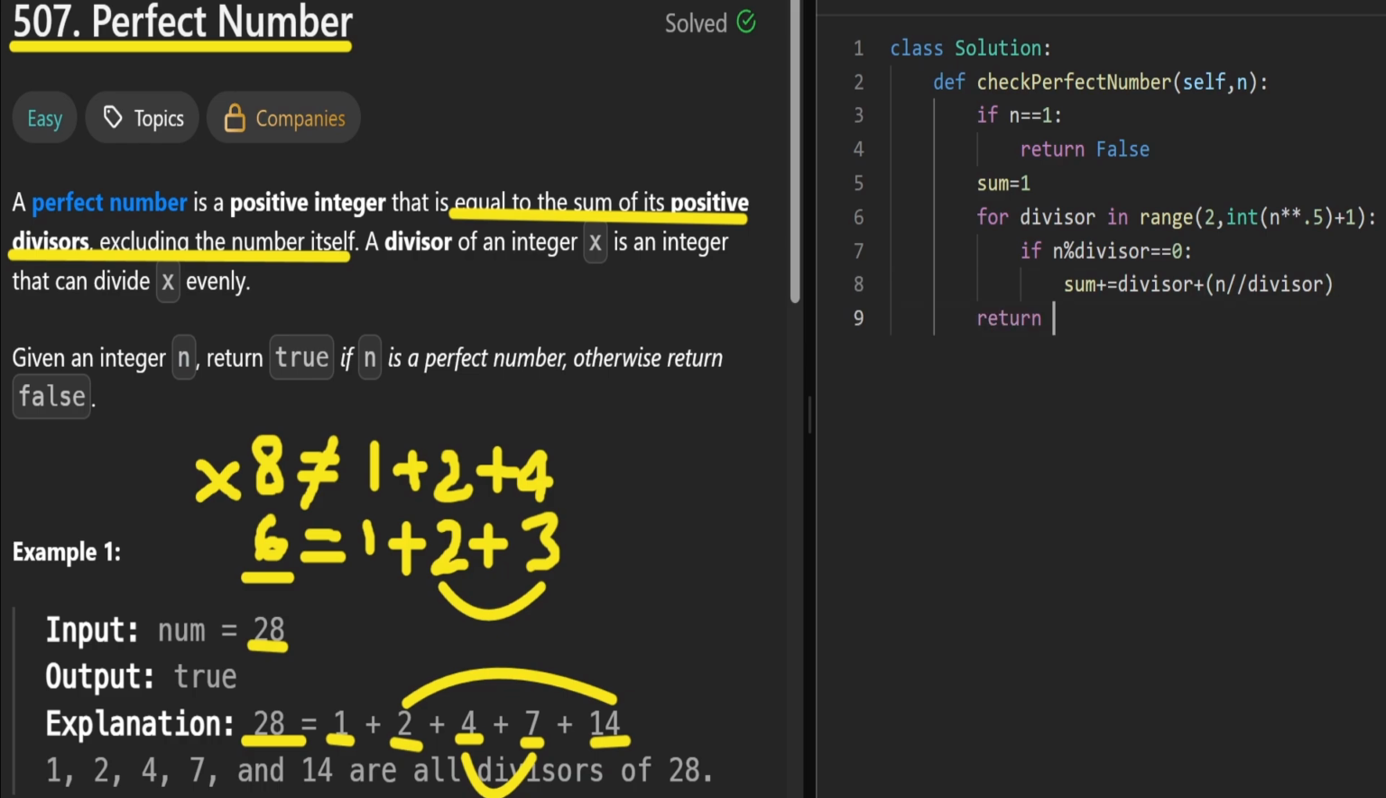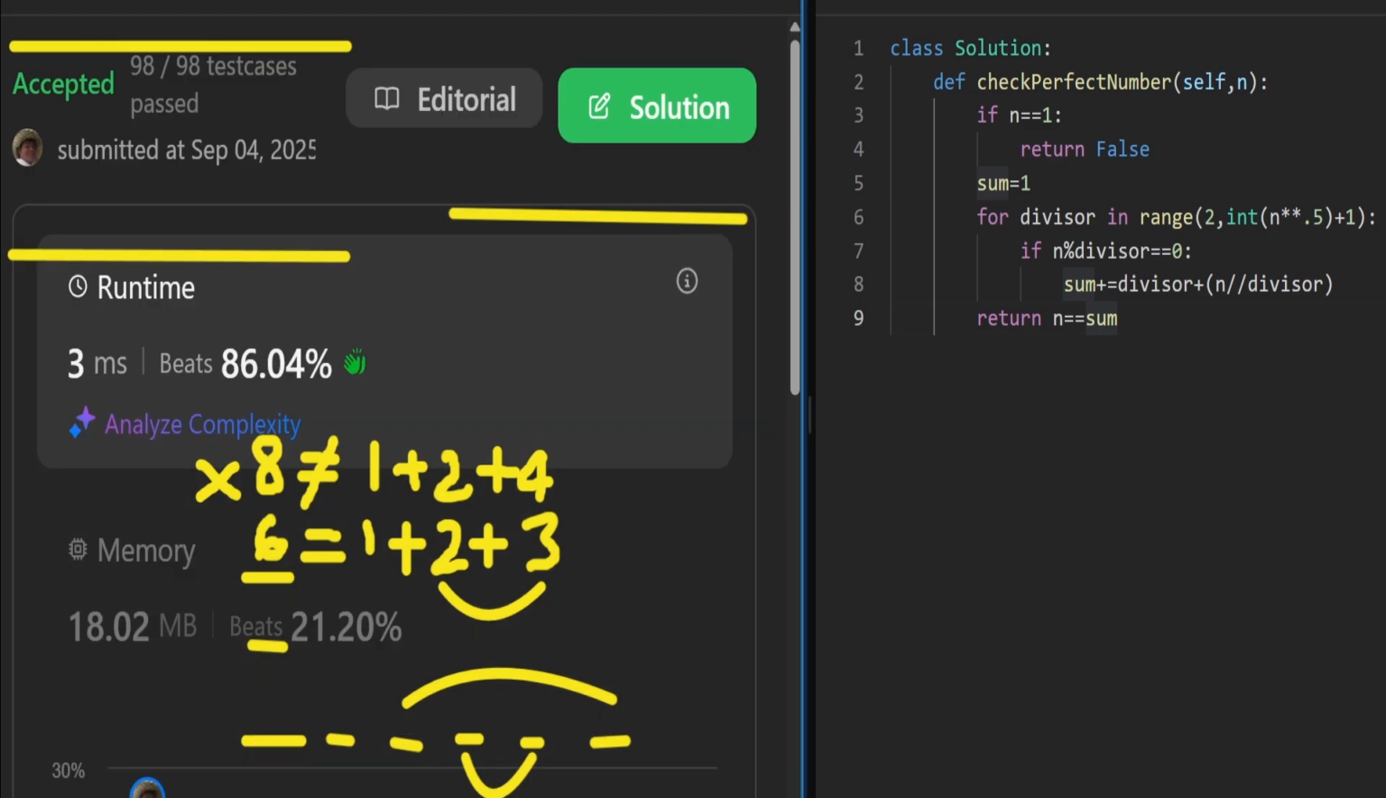At the end, check if n equals sum of its divisors. Okay, let's try this version. Submit. Boom, accepted. This code works 100% correctly, even though for perfect squares like 9, 16, or 25, the square root is added twice in the sum.